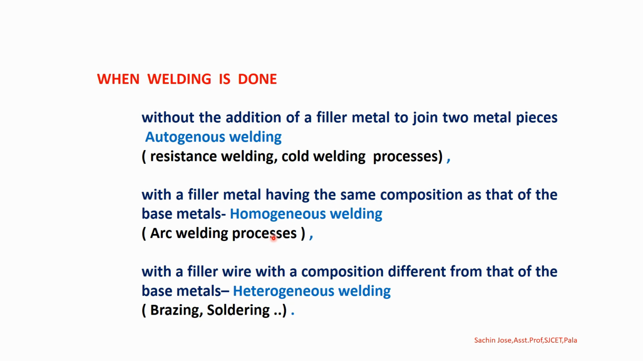And then another one is with a filler metal with a composition different from that of the base metal. Again, the filler metal is there, but its composition is different from that of the base metal. The base metal is the two metals which you are trying to join together. If the filler metal has a different composition, it is called heterogeneous welding. Remember brazing and soldering operations.